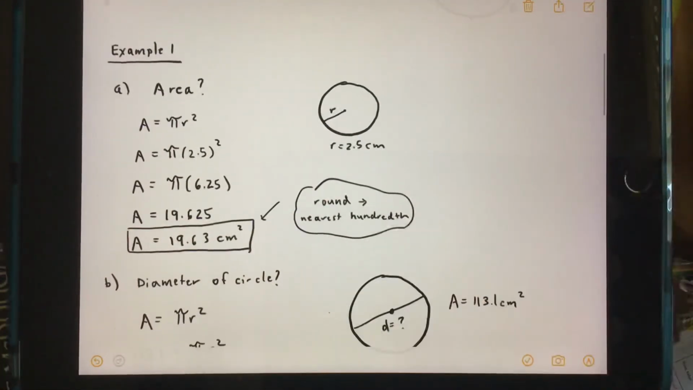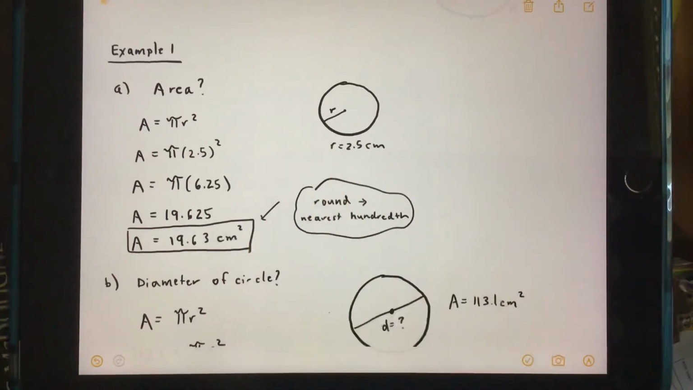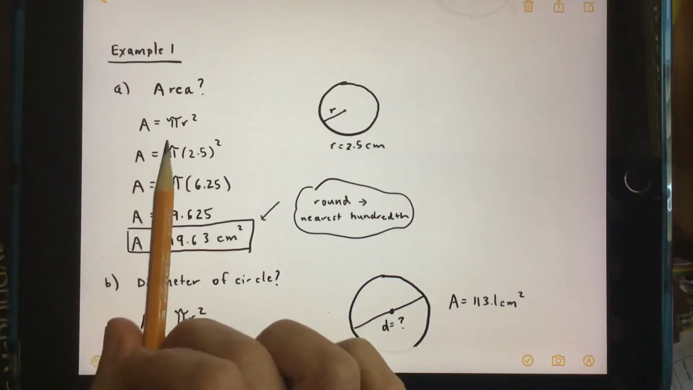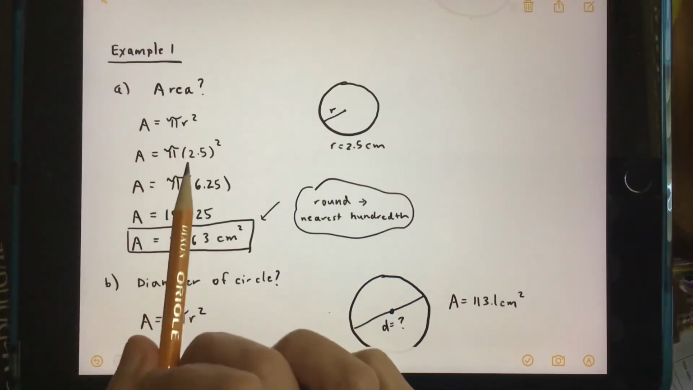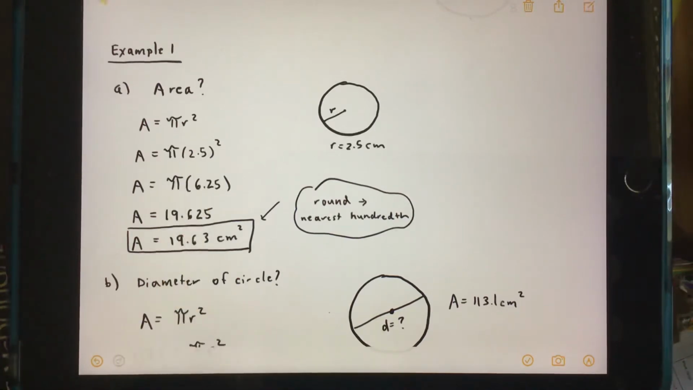Example 1, we're finding the area of the circle, given the information that the radius is 2.5 centimeters. In your book there's a lovely little picture of what's going on here, and I've just drawn the picture of the circle itself so we can see how to work this out. The area of the circle, of course, the formula is pi r squared. We know the radius is 2.5, so we'll plug that in for r. And we happen to know that 25 times 25 is 625 by heart.